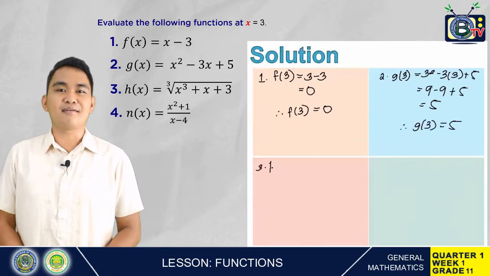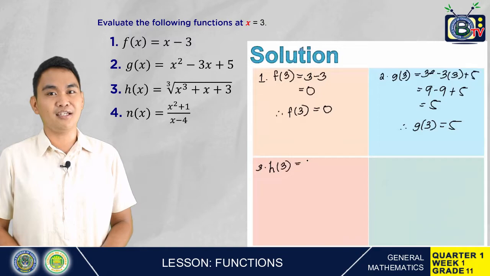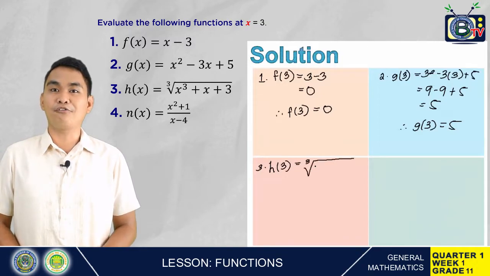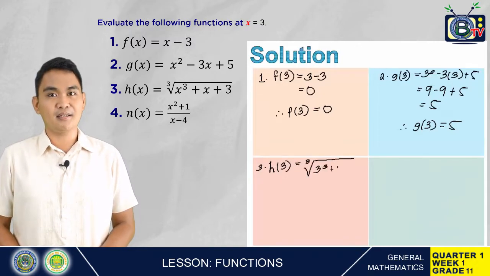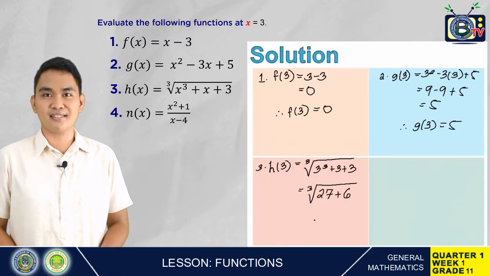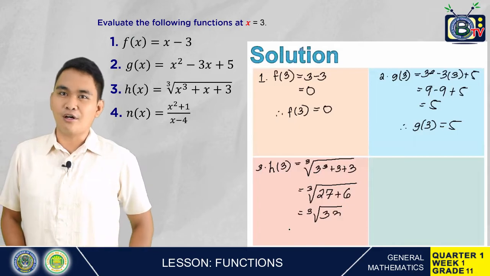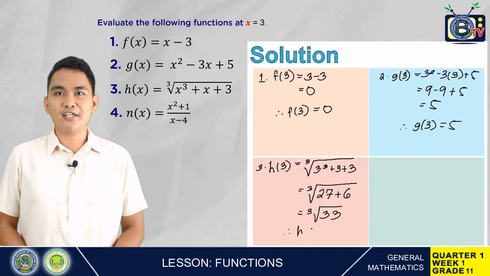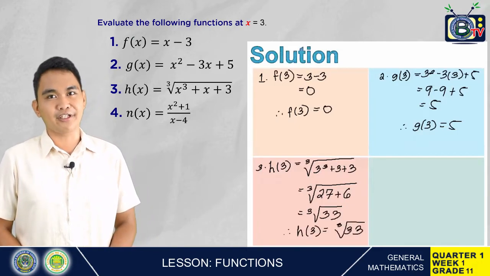For the third example, we have h of 3 is equal to cube root of 3 cubed plus 3 plus 3, which is equal to cube root of 27 plus 6. Final answer, cube root of 33. Therefore, h of 3 is equal to cube root of 33.